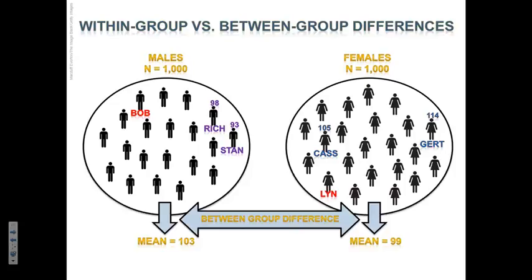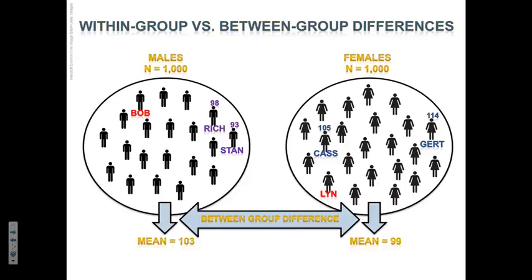That mean was calculated by taking the scores of all 1,000 persons in that group, adding them, and dividing by 1,000. That means that there are persons in the male group who have a score lower than 103, and persons with a score that's much higher than 103, but the average is 103. If you look at between the groups, the between group difference is 4 points, 103 to 99. And we ask this question, what does that tell us about Bob or Lynn? The answer is, it tells us nothing about Bob or Lynn.